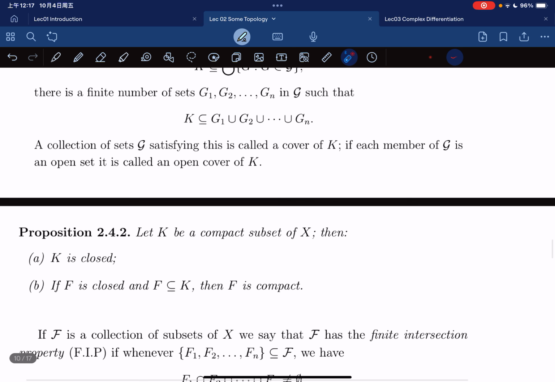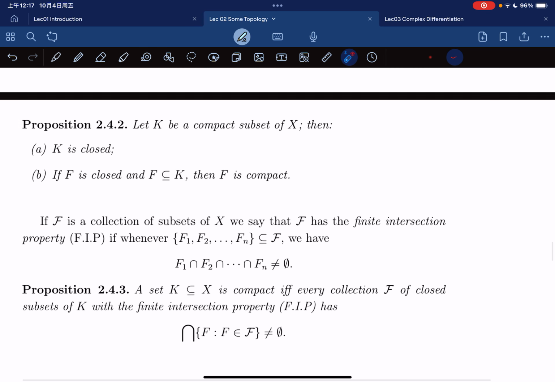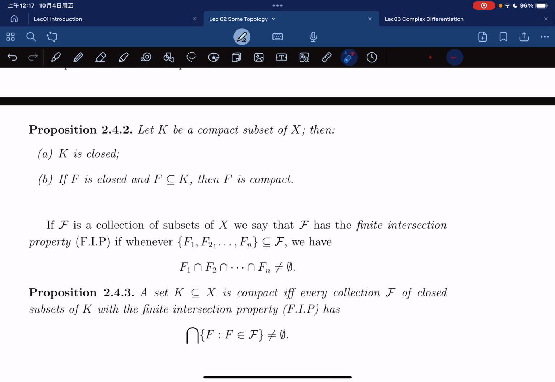Okay, and some characterizations of compactness, right? A compact set of a metric space is closed, right? So if you know general topology, a compact subset of a Hausdorff space is closed. And also we have that a closed subset of a compact set is compact, okay?